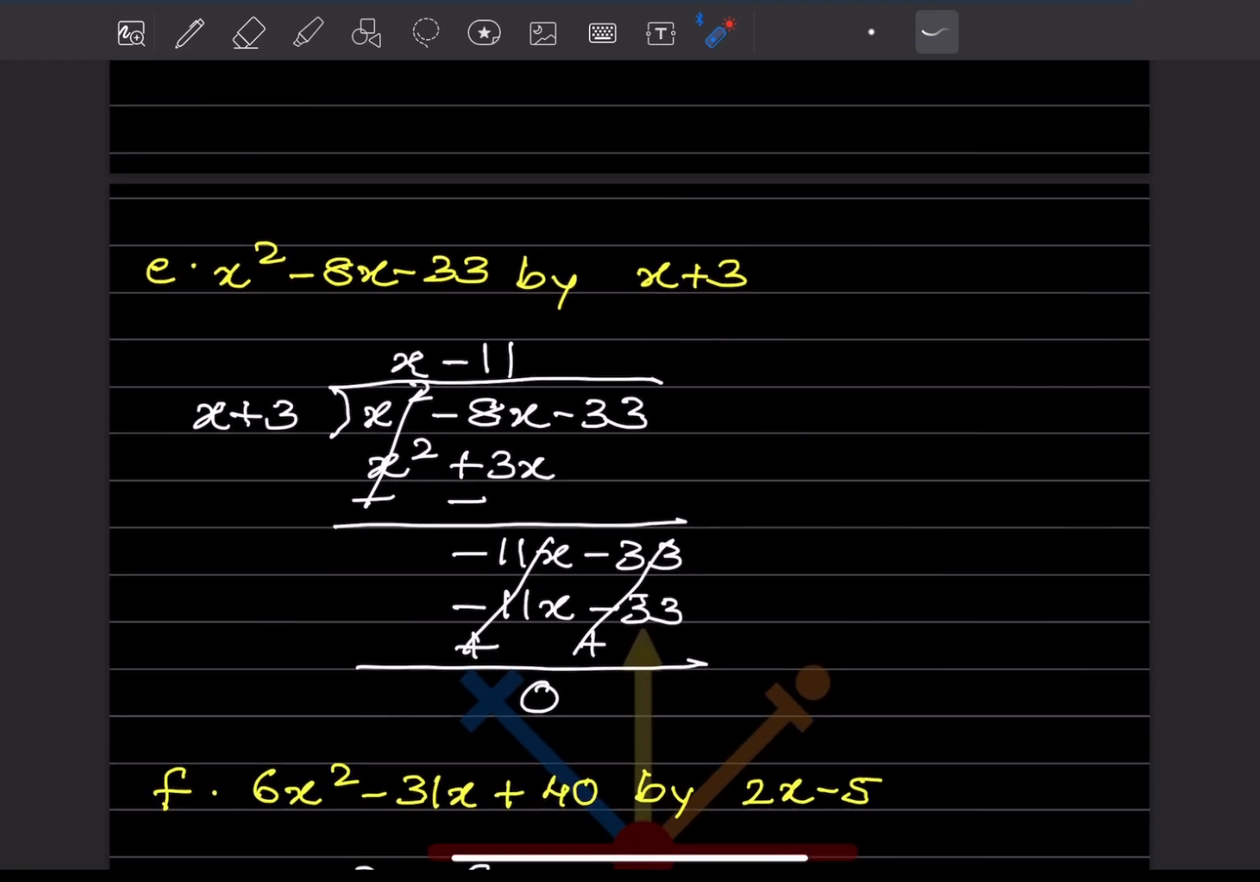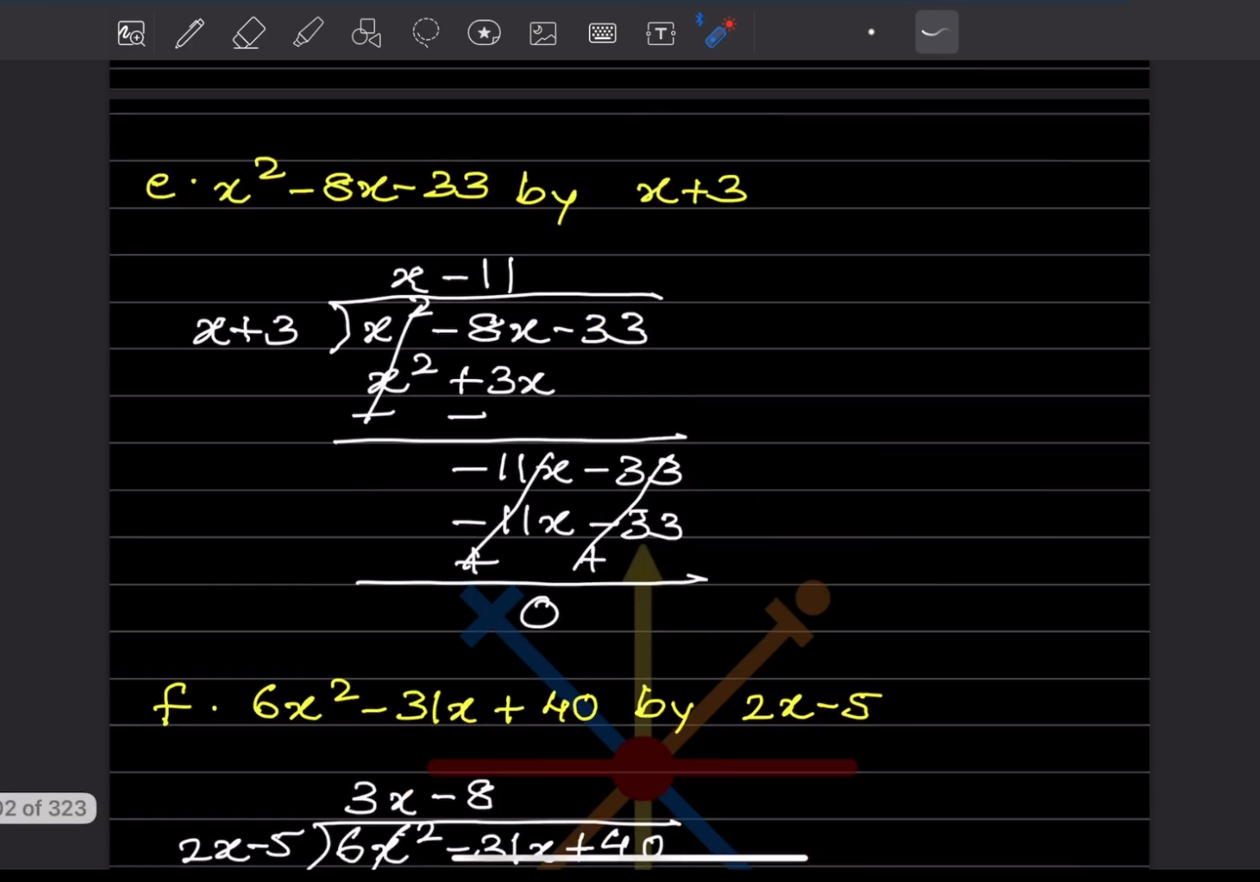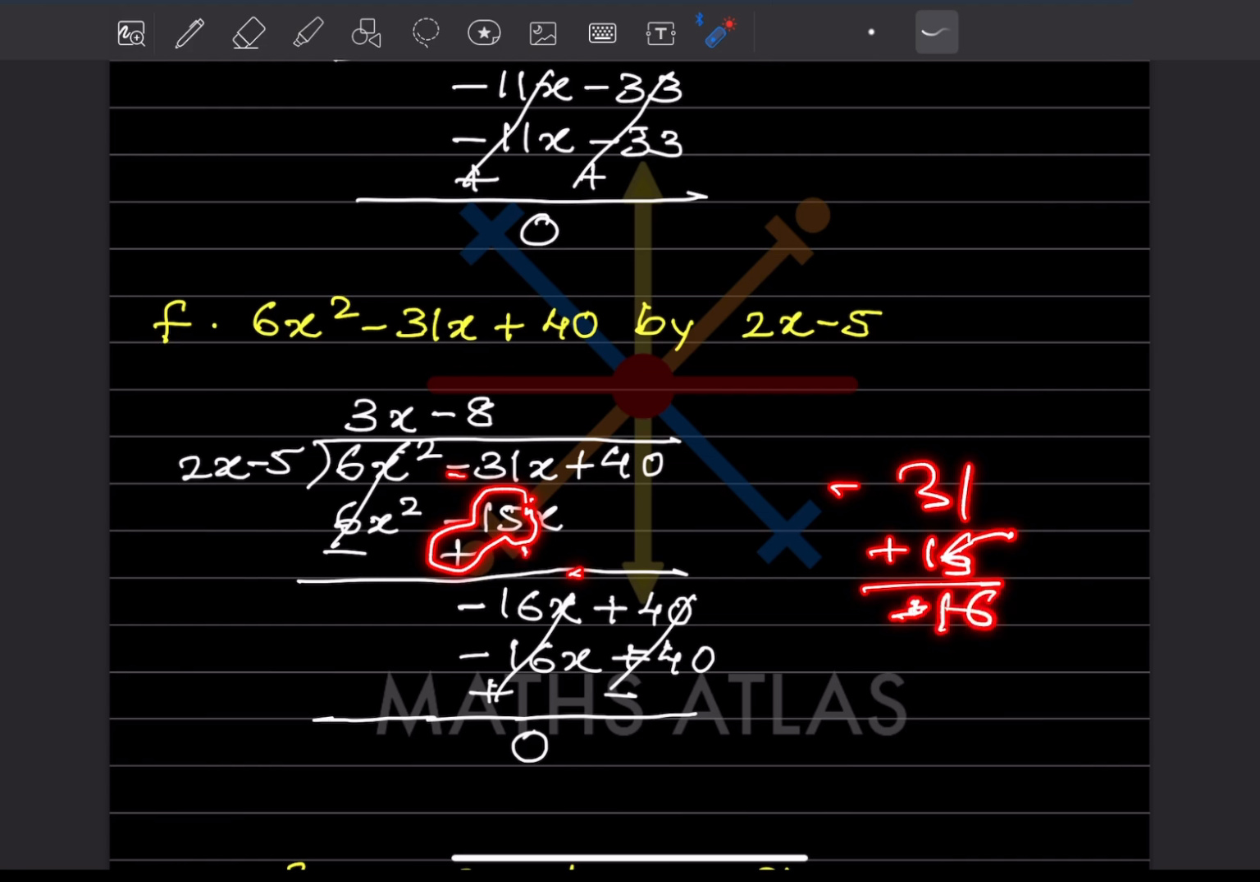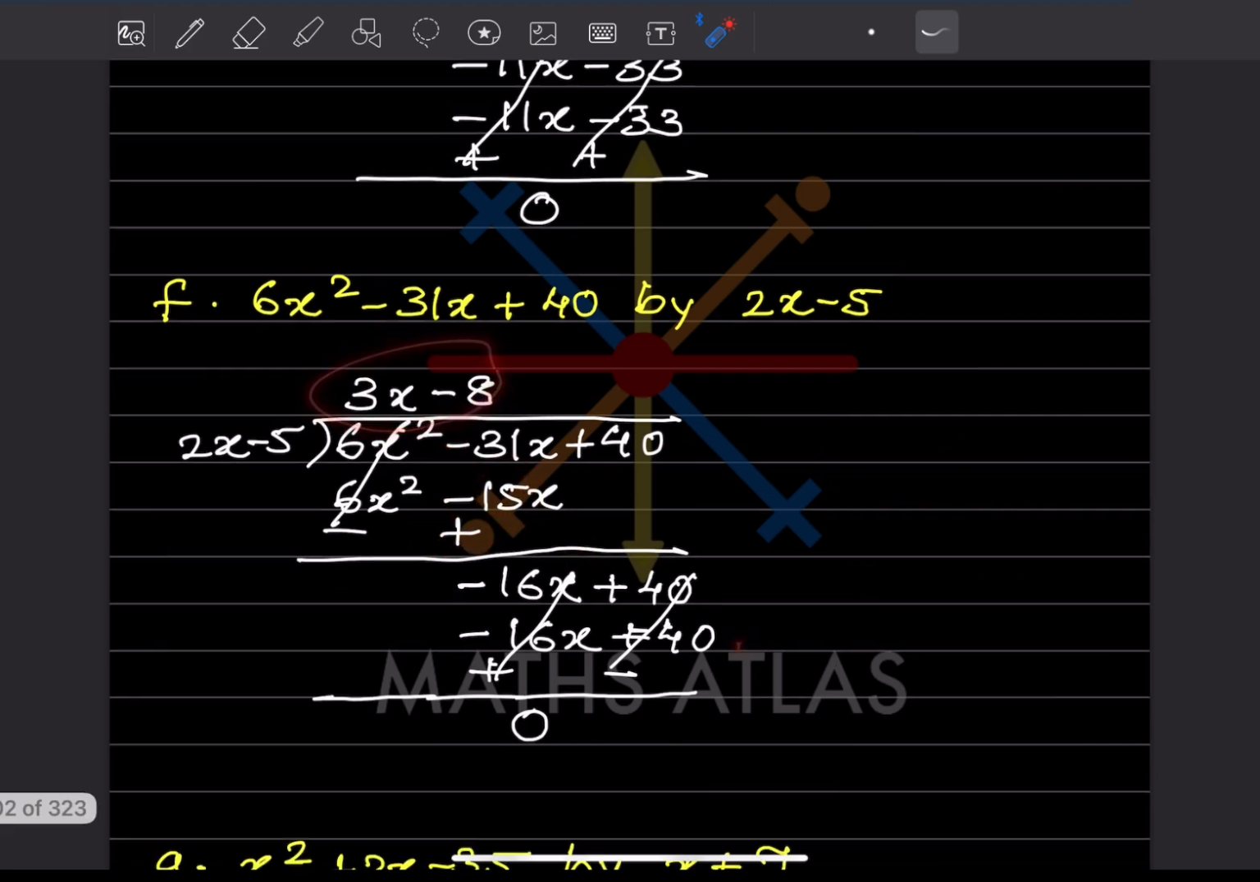Same here, you can have a look at this problem. This also is the same, but just be careful with the minus sign. And this step, don't forget to change the sign. So this is minus, so this becomes plus, this is plus, so this becomes minus. And then you're going to concentrate on the new sign, plus 15 minus 31. So minus 31 plus 15, that is going to be minus 16. So this is the answer.